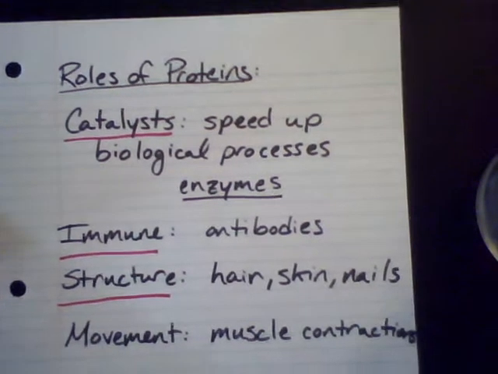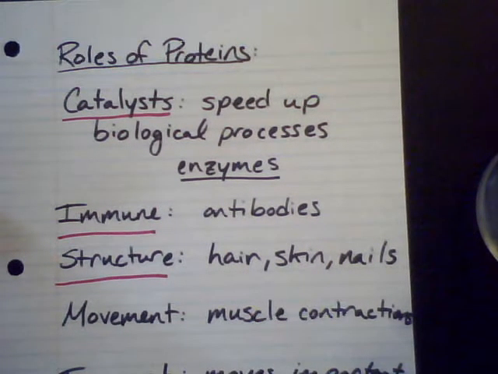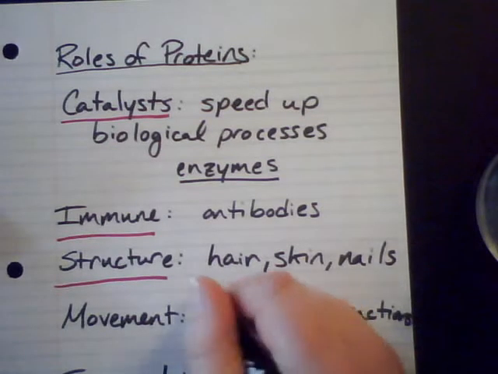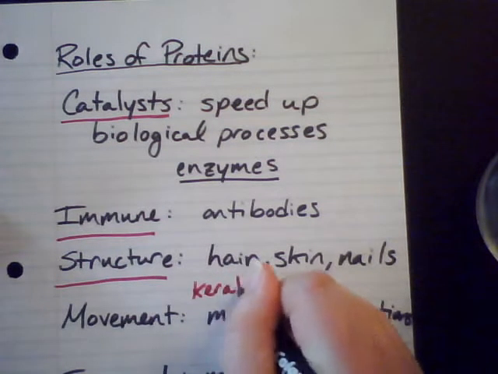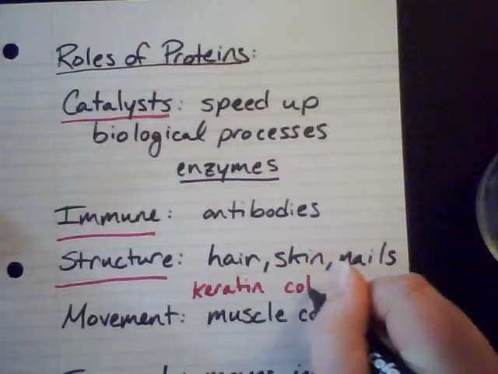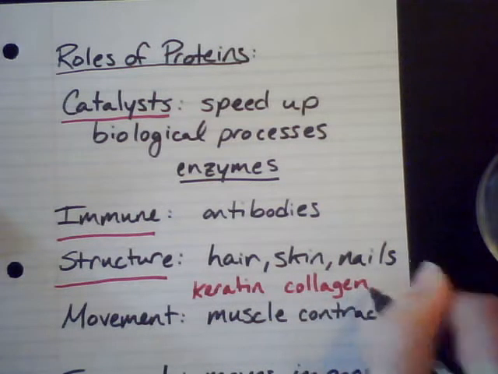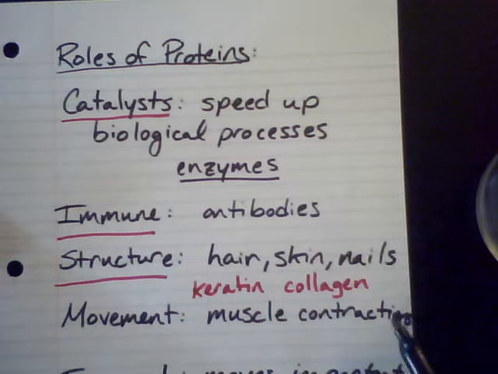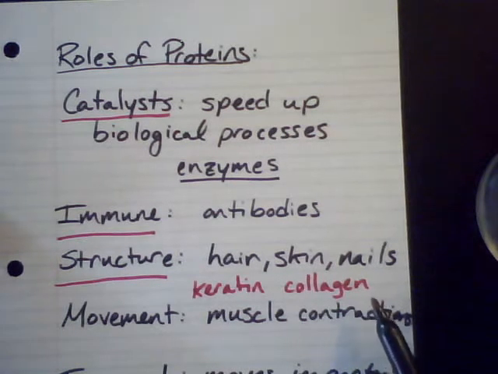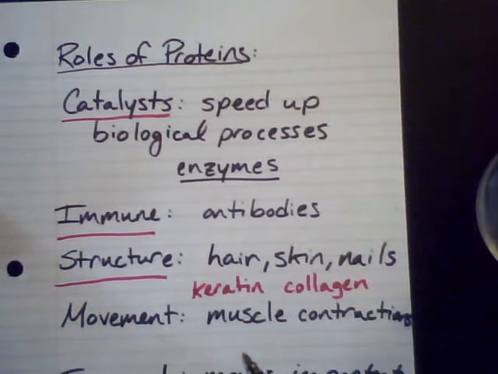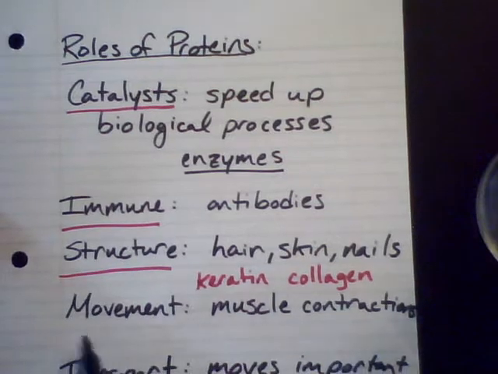Structure. Hair, skin, nails, these are all proteins. You've probably heard of keratin or collagen. Collagen is what you use in lip implants. So if you want puffier lips, then you get collagen implants. Keratin is in hair and nails. That just provides structure for the body.